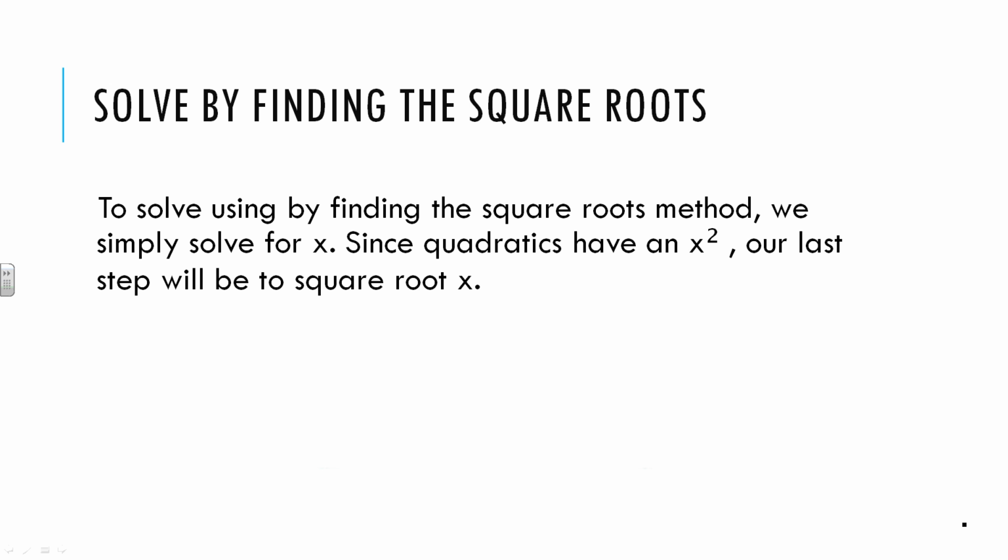The second method we're going to look at when solving quadratics is finding square roots. To solve using the square roots method, we simply have to solve for x. We're going to use equations. So since quadratics have an x squared, when we solve for x or get x by itself, our last step will be to square root x, or get rid of that square.